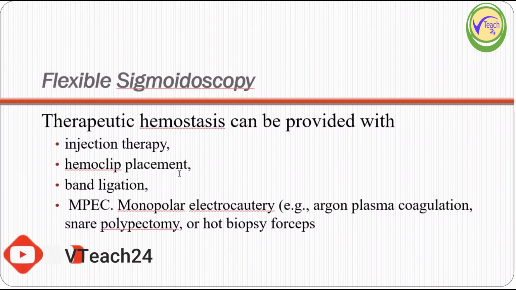Here you see the different therapeutic hemostasis options that are available with colonoscopy. Injection therapy, which includes adrenaline injection or vasoconstrictor injection. Hemoclip, a mechanical device to stop the bleeding. Band ligation for internal hemorrhoids, or monopolar electrocautery, either with contact or non-contact. Contact is hot biopsy forceps and snare polypectomy, and argon plasma coagulation is non-contact monopolar electrocautery. These are the different therapeutic interventions that we may perform with colonoscopy.